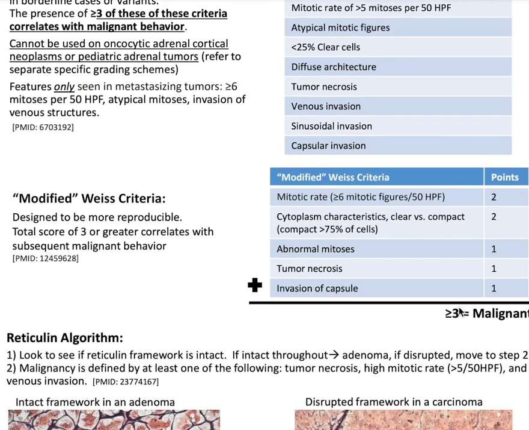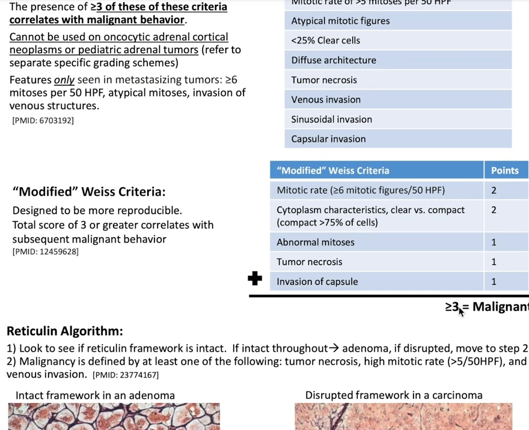There is the modified Weiss criteria, which is designed to be more reproducible. The total score of 3 or greater correlates with subsequent malignant behavior. And in the modified Weiss criteria, a mitotic rate greater than or equal to 6 mitoses per 50 high power fields is 2 points.